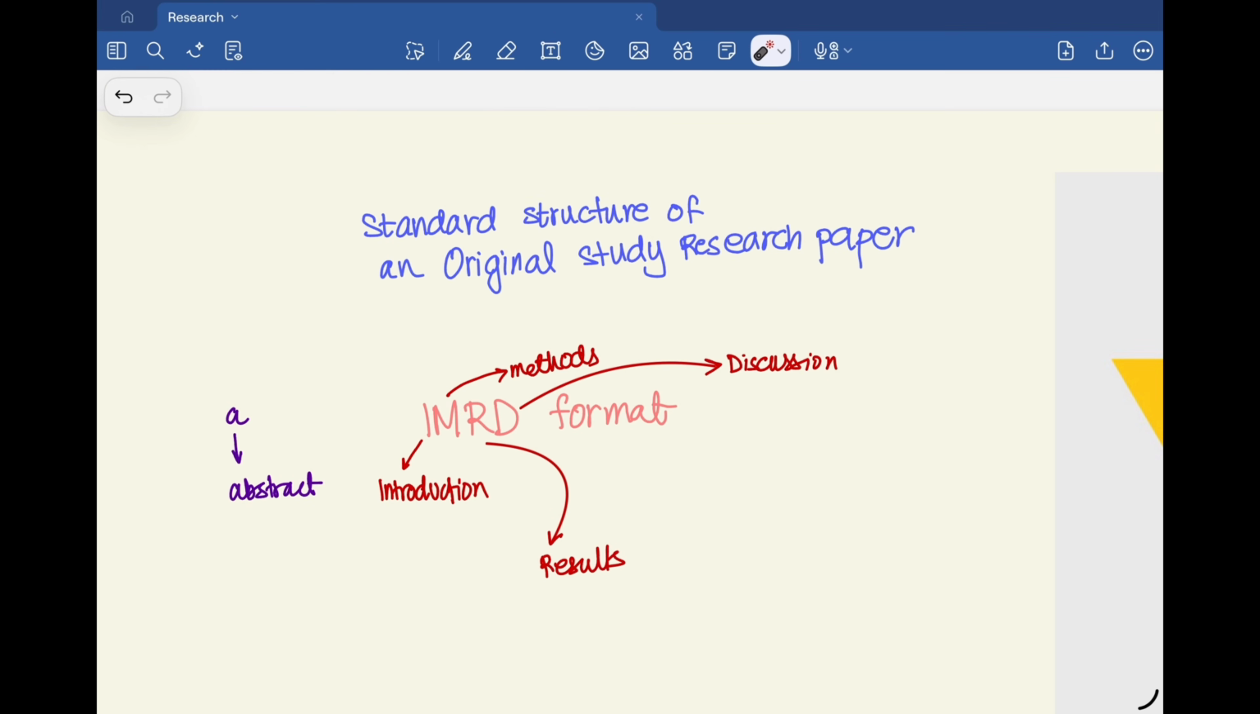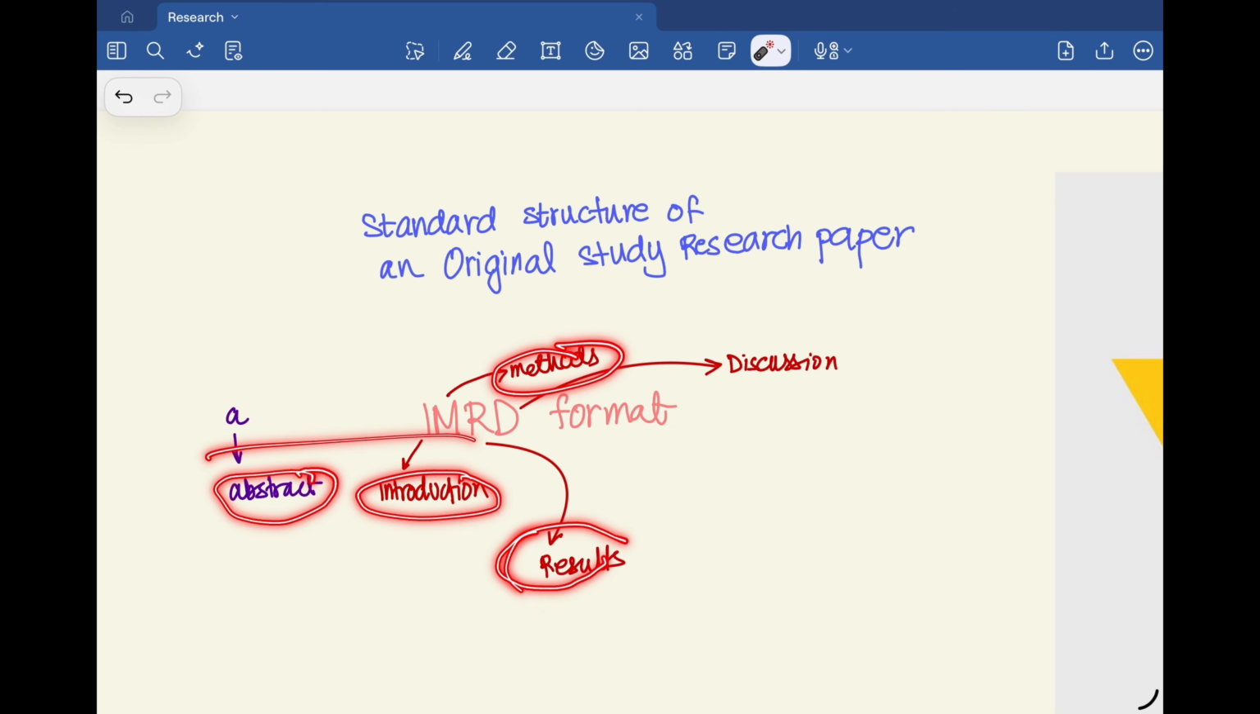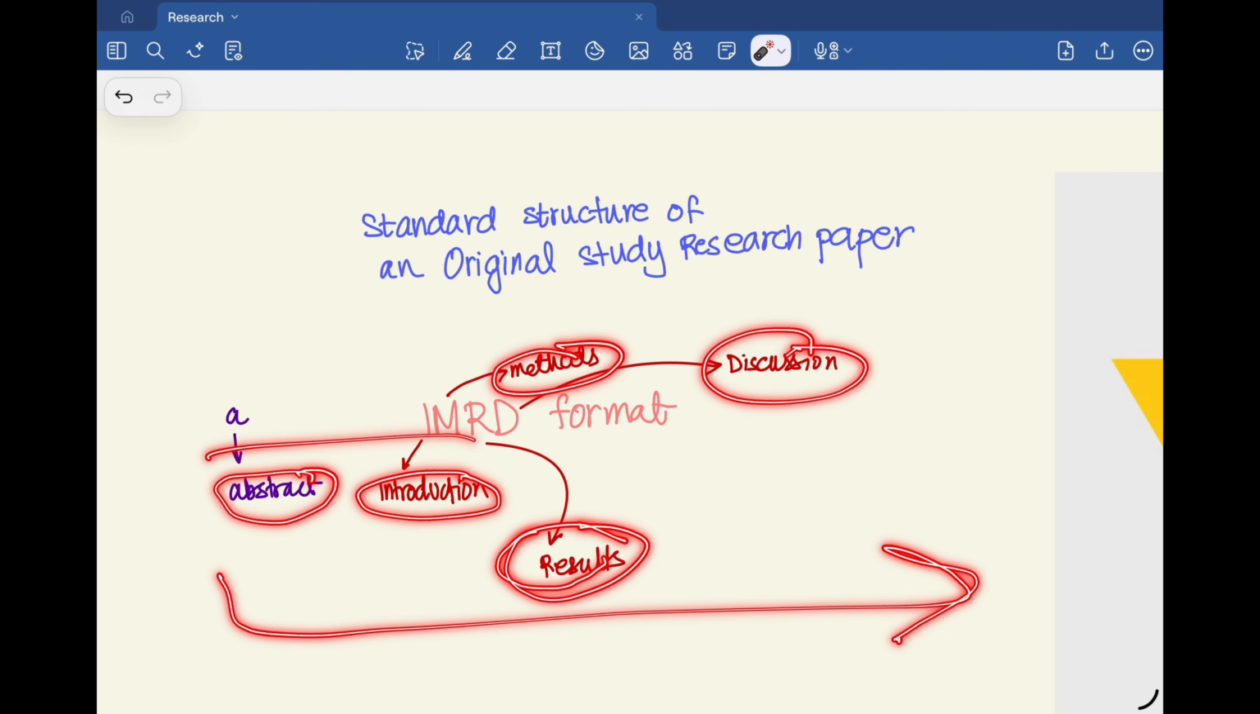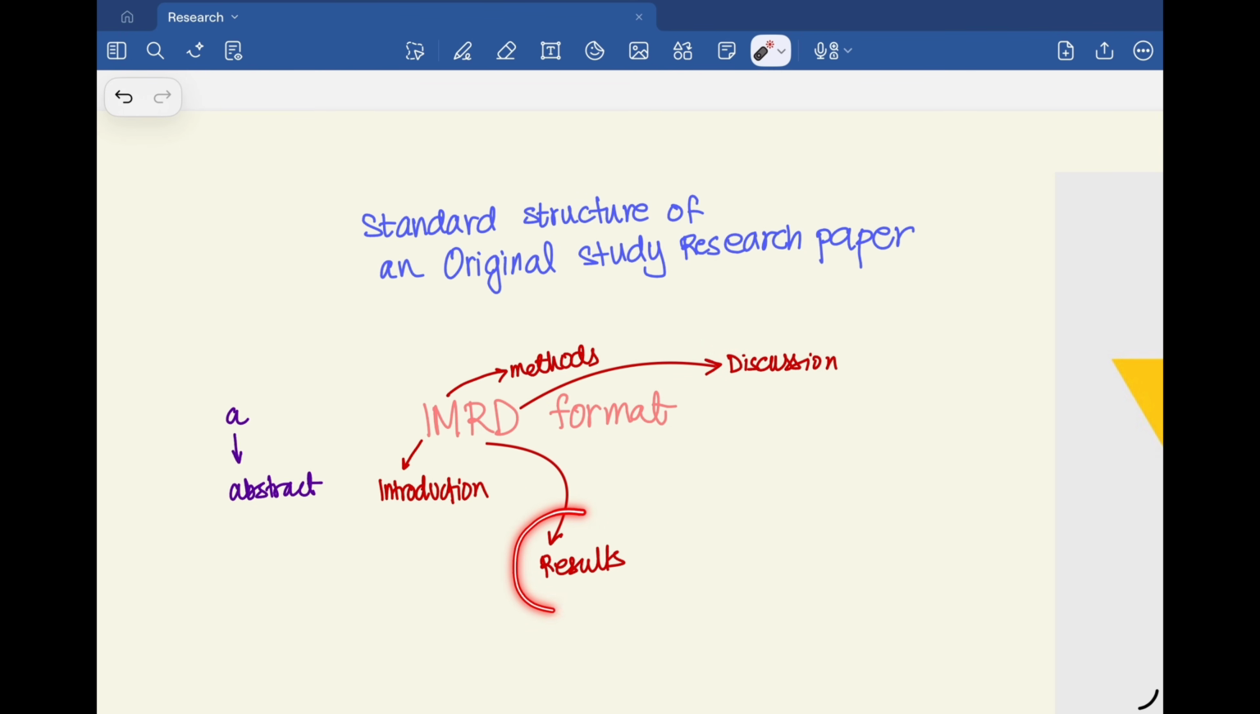So now that we have studied how to identify an original study, a research paper, let's actually study the structure of a standard research paper. Most of the original research papers follow a format called the IMRD format. Okay, it's pretty standard. In that format, A stands for abstract, I stands for introduction, M for methods, R for results, and D for discussion. And you need to follow this chronological order. You can't have discussion before you have the results, or methods before abstract.